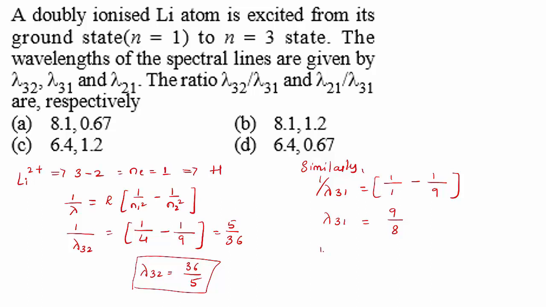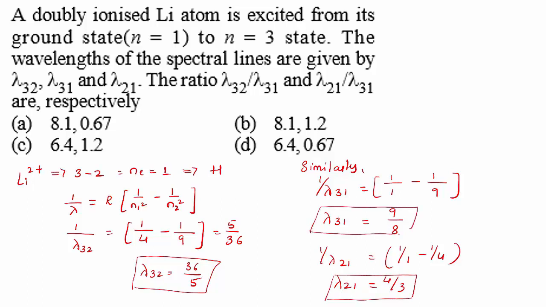Then similarly for 1 by lambda 2 1, transition from 2 to 1 is equal to, we can write 1 by again 1 minus 1 by 4. So lambda 2 1 is equal to 4 divided by 3. We got the values of lambda for transition from 2 to 1, from 3 to 1, from 3 to 2. Now we want the ratios. So here lambda 3 2 divided by lambda 3 1. Substitute the values.